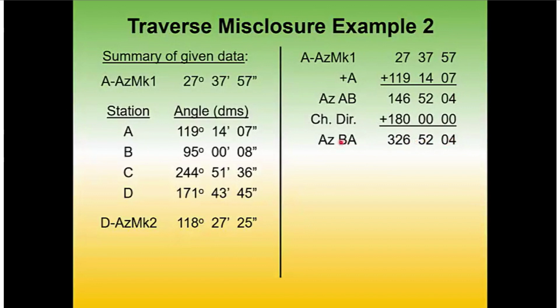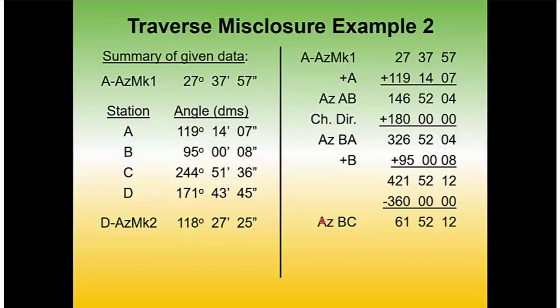Now we have an azimuth at B directed towards A, and we have the angle at B. We can simply add the angle B and get the azimuth from B to C. So this 4 plus the 8 is 12 seconds, 52 minutes, and 421 degrees. This azimuth is outside the allowable range of 0 to 360 degrees, so we must subtract 360 degrees from this to get the actual azimuth from B towards C. And we find this to be 61 degrees, 52 minutes, and 12 seconds.